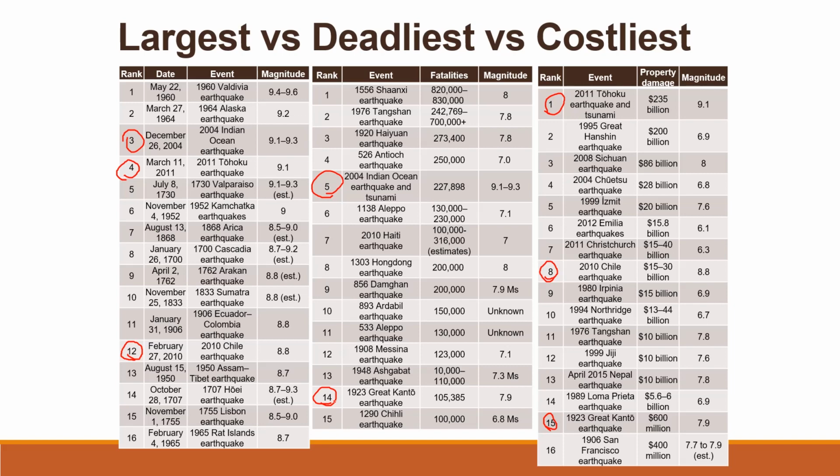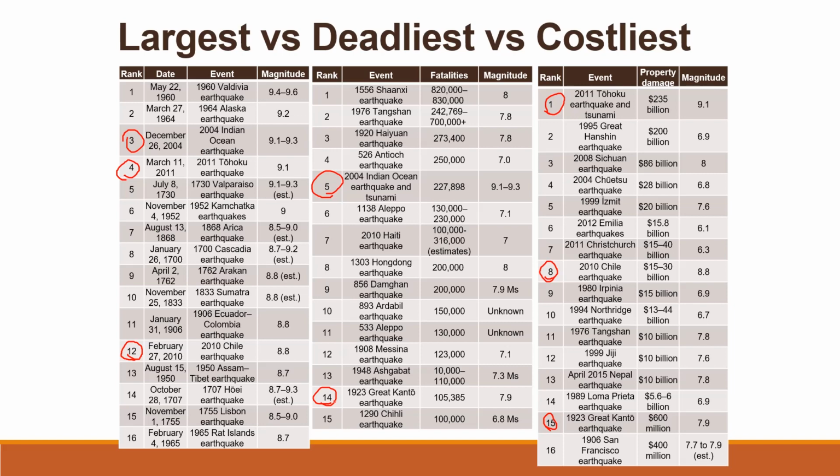So most of these costly ones are happening in more developed areas, and that is because the developed areas are prepared for the earthquakes, but it costs a lot in order to have your buildings be more earthquake resistant. So when they need to be repaired, it's also costly.